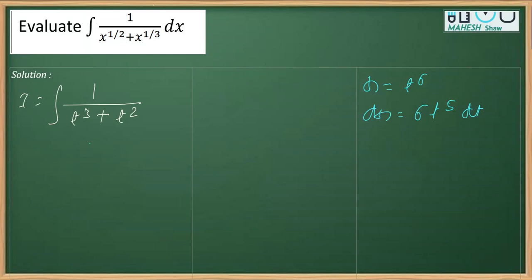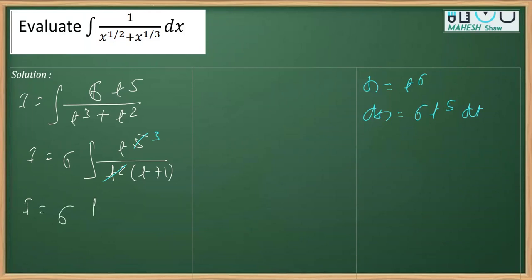And I'm replacing dx with 6 t raised to the power 5. Now let's take 6 outside, and t raised to the power 5. I can take t square common from here, so that is t square, and what is left is t plus 1. This can be reduced. So finally, we'll have this in the simplified form as 6 t raised to the power 3 over t plus 1.